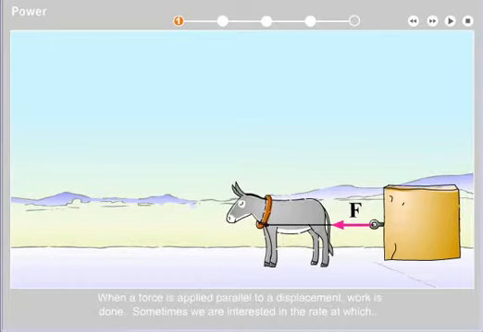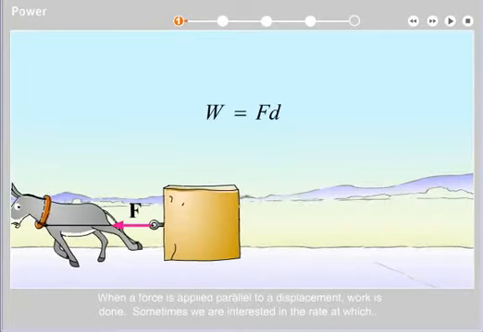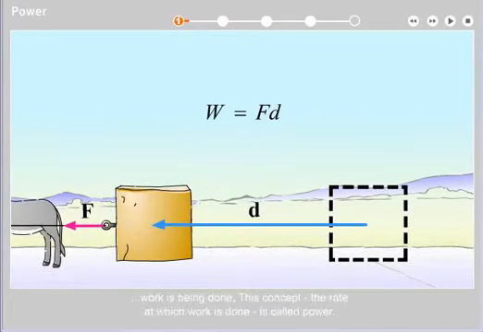When a force is applied parallel to a displacement, work is done. Sometimes we are interested in the rate at which work is being done. This concept, the rate at which work is done, is called power.